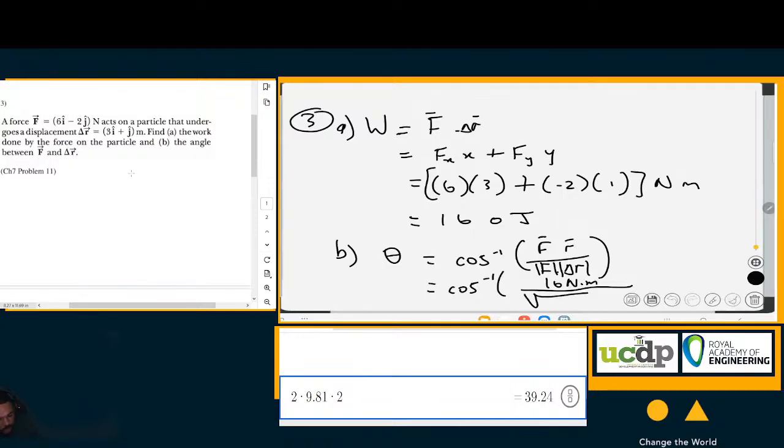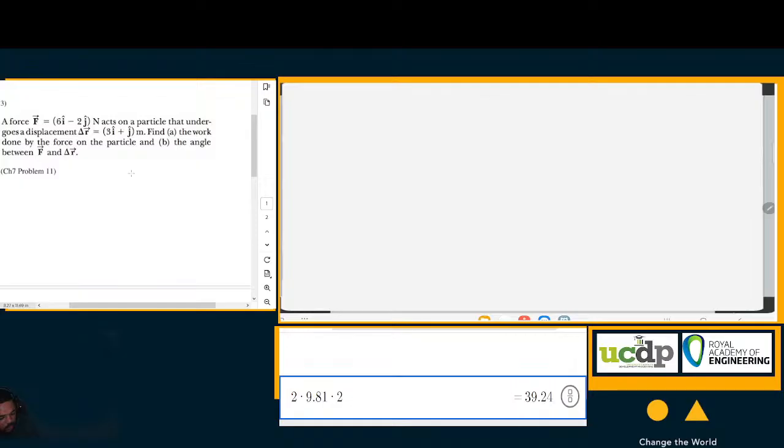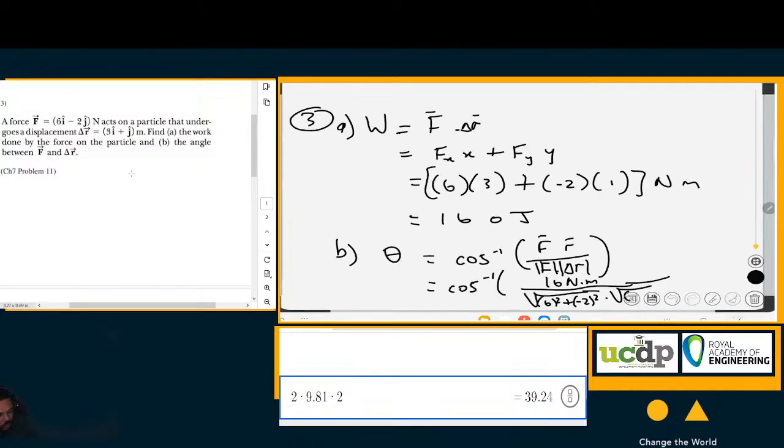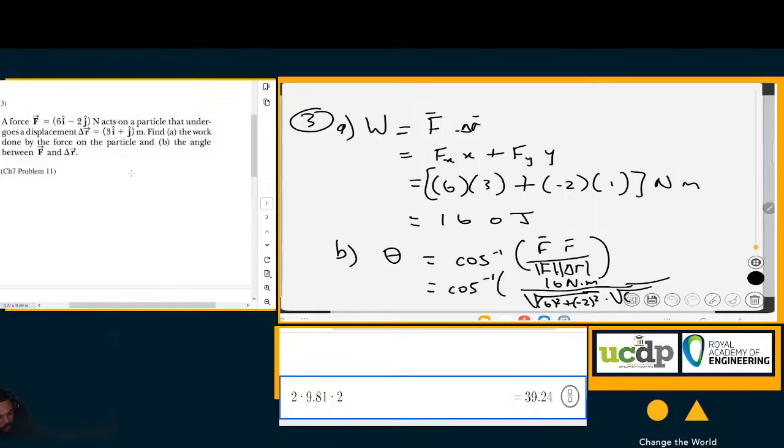So the magnitude of that vector is just 6 squared plus -2 squared, multiplied by the magnitude of that vector, which is 3 squared plus 1 squared. Oh, let me rather write this part on a new page.